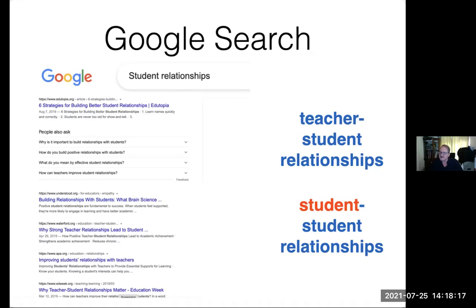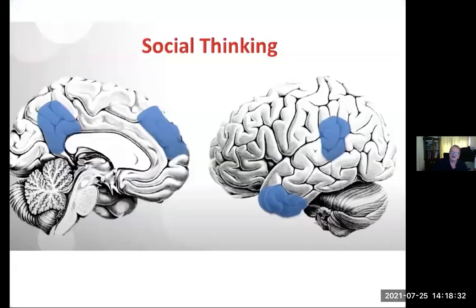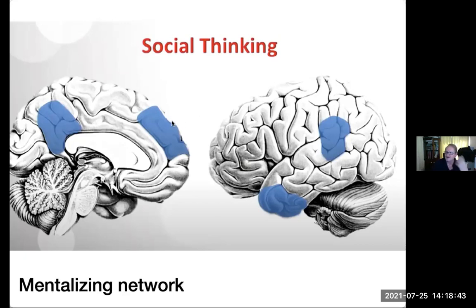And it was like that for me until Matthew Lieberman. I saw his TED Talk about 1.5 years ago, the social brain and superpowers. And this started me on this kind of new journey that led to this presentation here. Basically, Lieberman says, we have this part of our brain called the Mentalizing Network. This huge part of our brain that's just like our social brain.